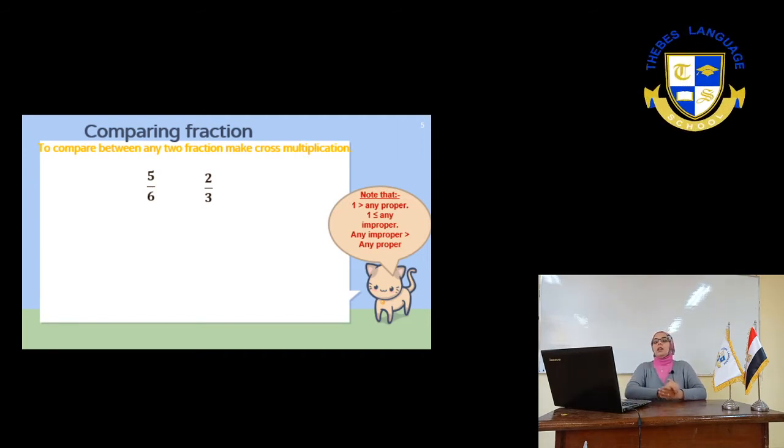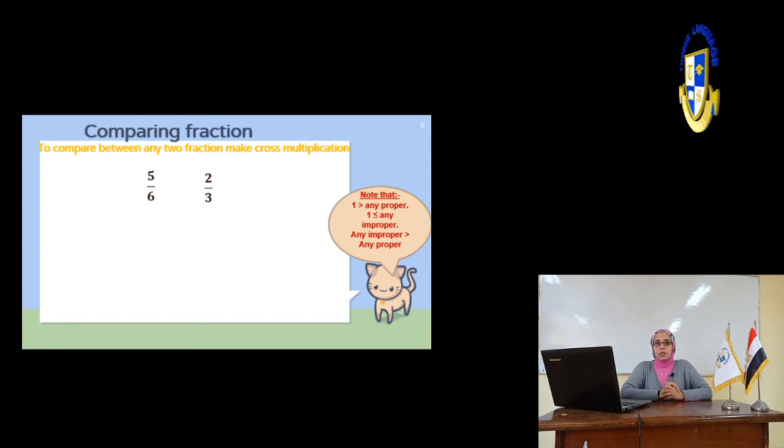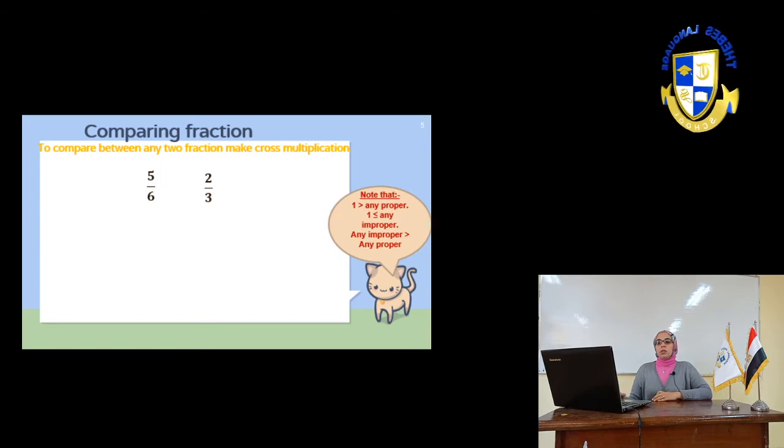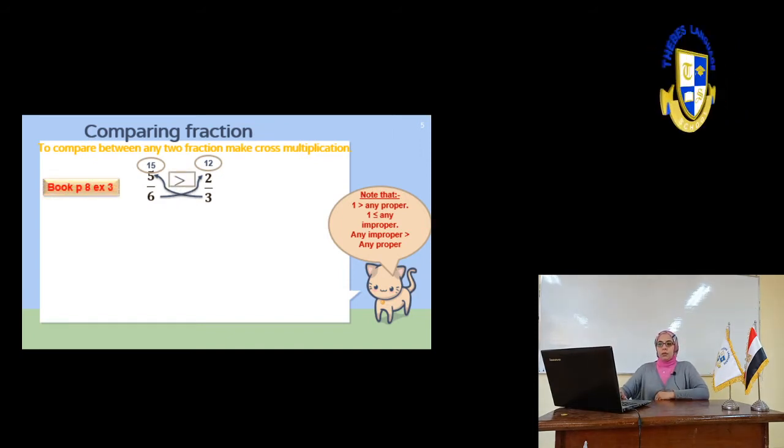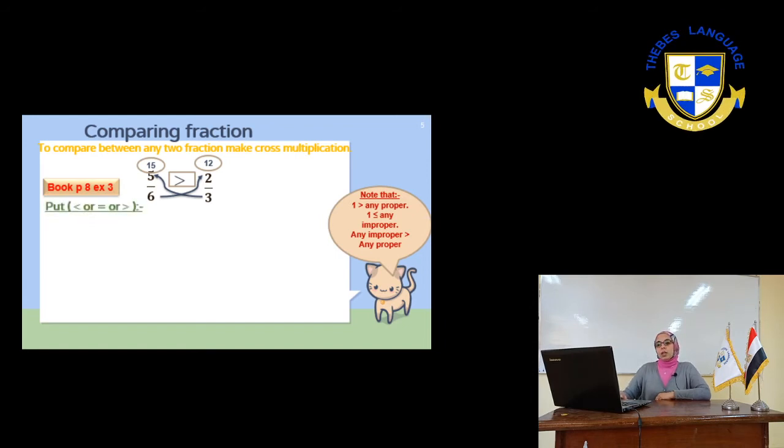Okay? Now we have 5 over 6. We want to compare between it and 2 over 3. How we do this? Just make a cross multiplication. 3 times 5, it will be 15. Write it above 5. And 2 times 6, it will be 12. Write 12 above 2. Now, which is bigger, 15 or 12?